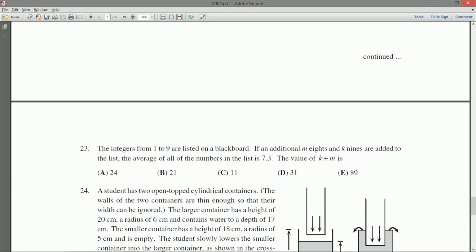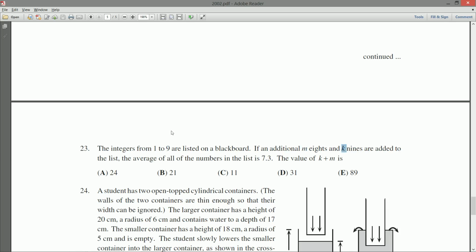So, we have the integers 1 to 9 already, so that's already 9 numbers on the board. Then we add in m numbers and k numbers. So now in total, we have 9 plus m plus k numbers. And we can also work out a formula for the total value: 1 plus 2 plus 3 plus 4 plus 5, all the way up to 9. That's 45, plus m times 8 plus k times 9.